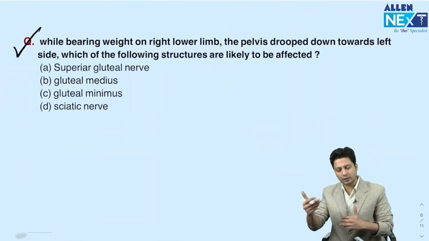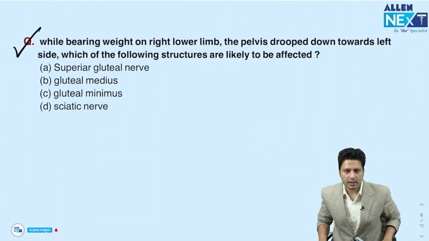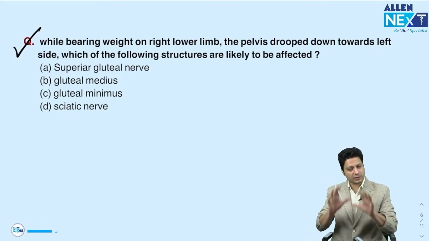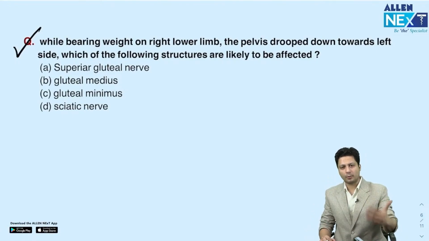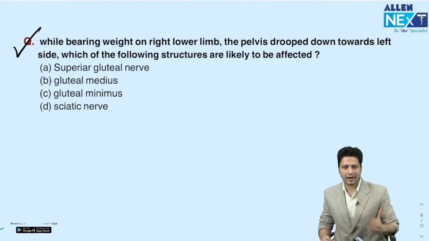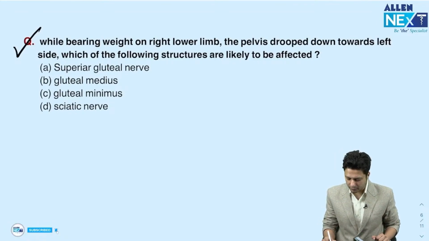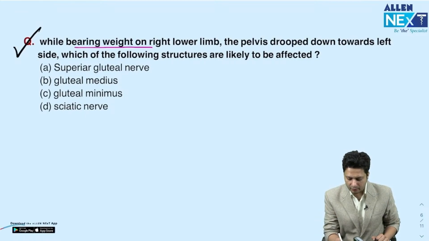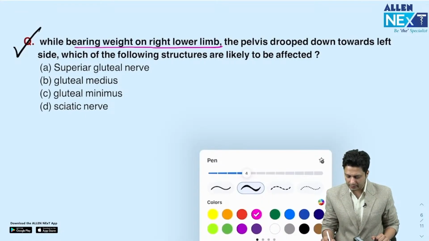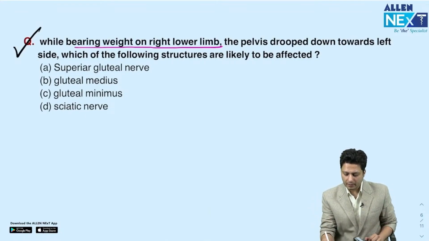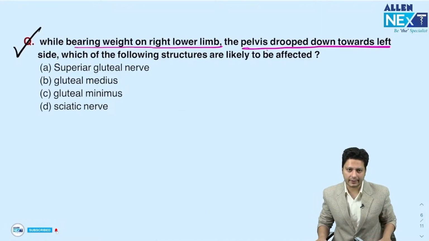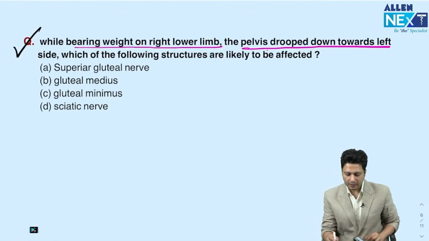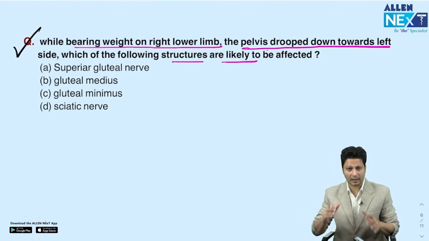Now, if you go back to the question that was asked, there are several structures mentioned in the options, and they have said that multiple options could be correct. Some of the options are not contributory to this abductor mechanism of the hip joint. If you look at the question, when the patient started bearing weight on the right lower limb, the pelvis dropped down towards the left side. That means the abductor mechanism of the right side is inefficient.